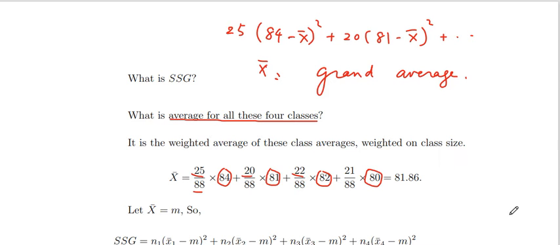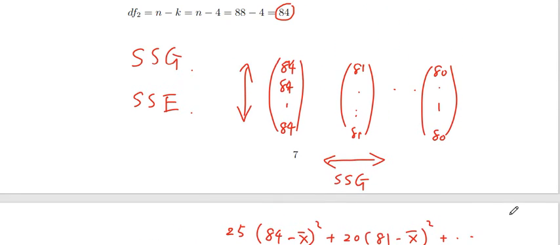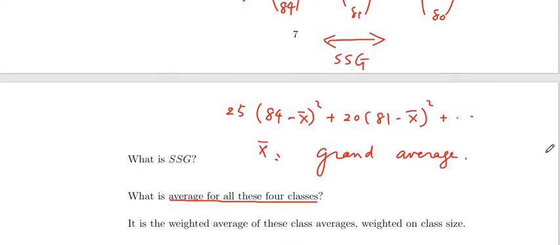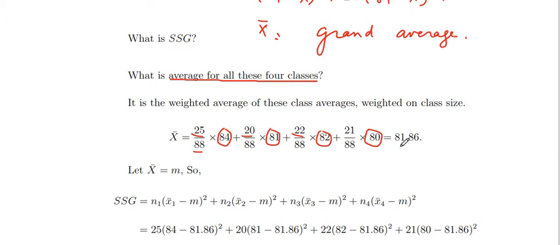Also, we can say this average is just like this average. Suppose data like this. So what is the average? So just 84 plus 84 plus 84, so we have 25 84s. Then plus 81, 81, 81, we have 20 81s, right? Then add them all up, divided by the total number. Okay, so we get this average. So we can say the average for all these 4 classes is this.